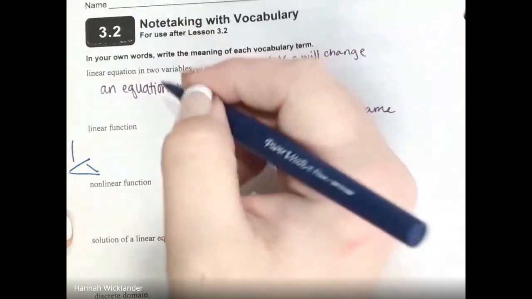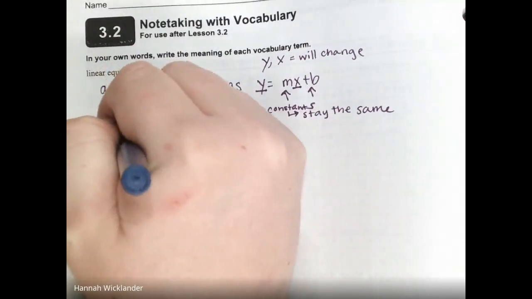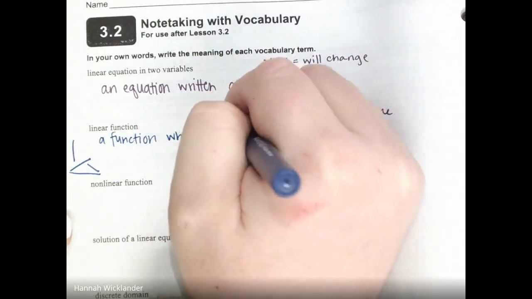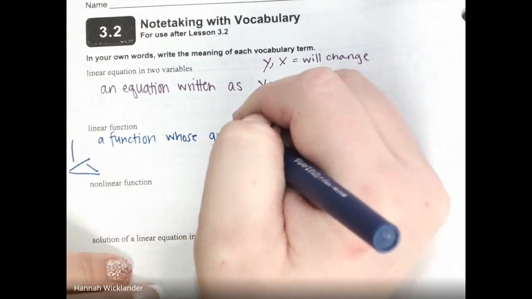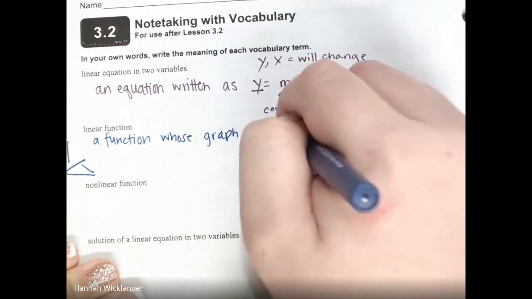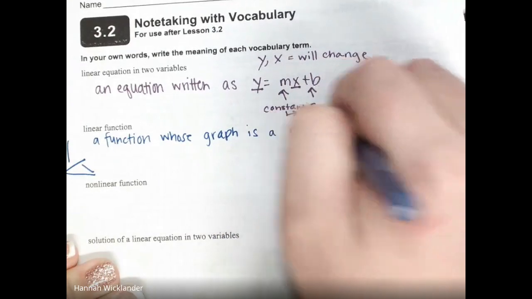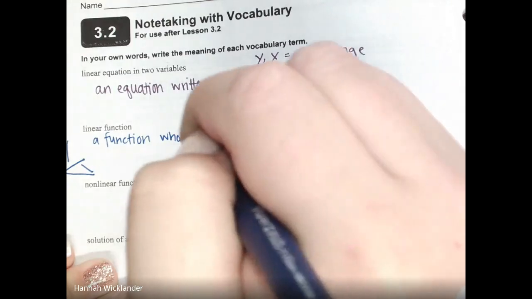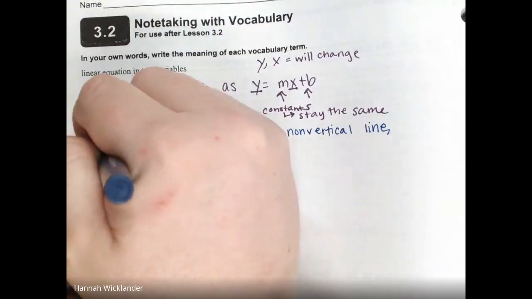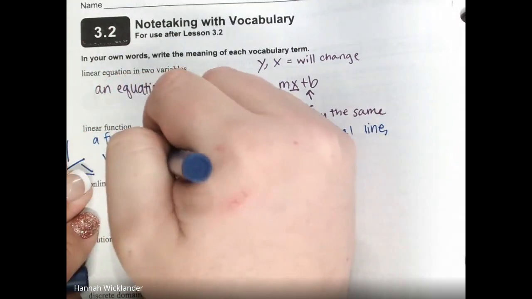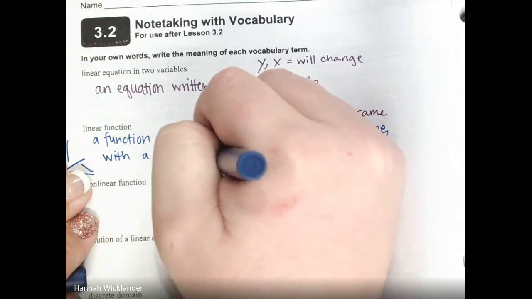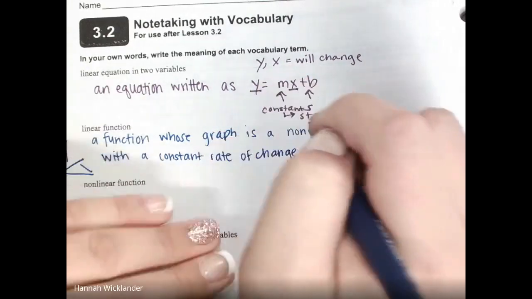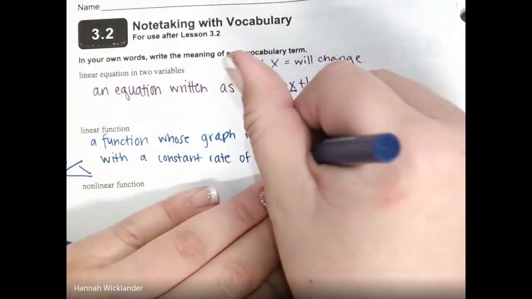So a linear function is a function whose graph is a non-vertical line, comma, with a constant rate of change, and it has two variables.